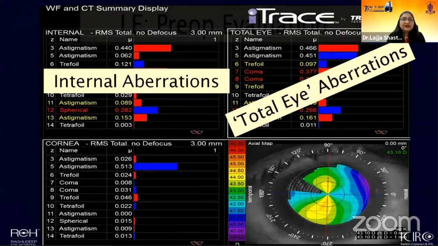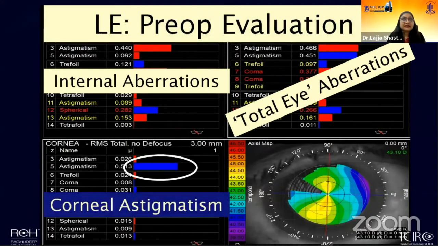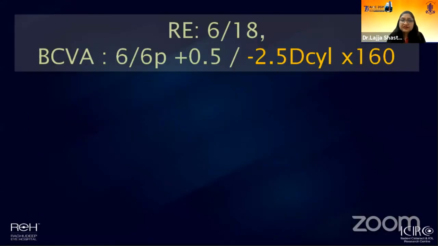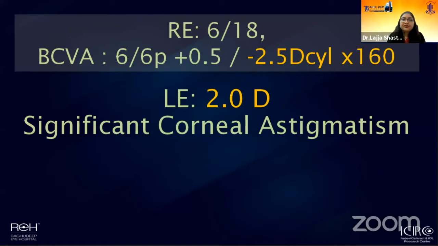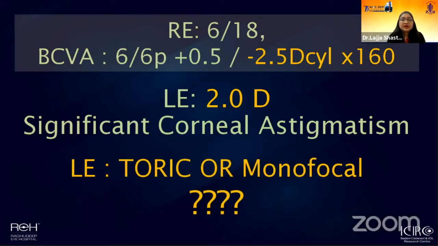So when we saw the other eye also having corneal astigmatism that was significant, we were faced with this dilemma. Should we now advise a monofocal lens and have her use glasses for both her eyes? Or should we implant a toric lens, try to reach emmetropia, and try to reduce her dependence on glasses binocularly?